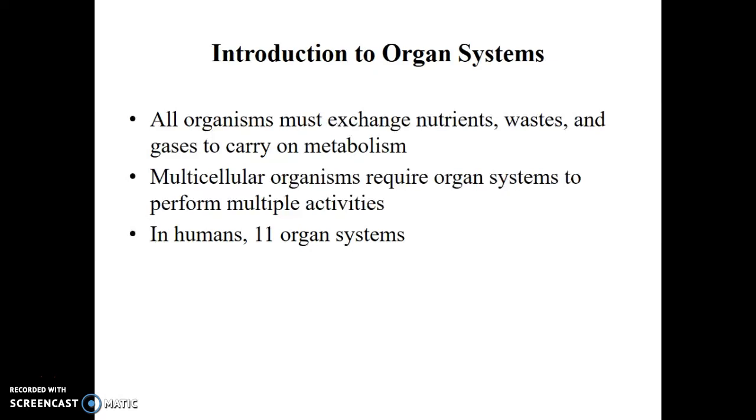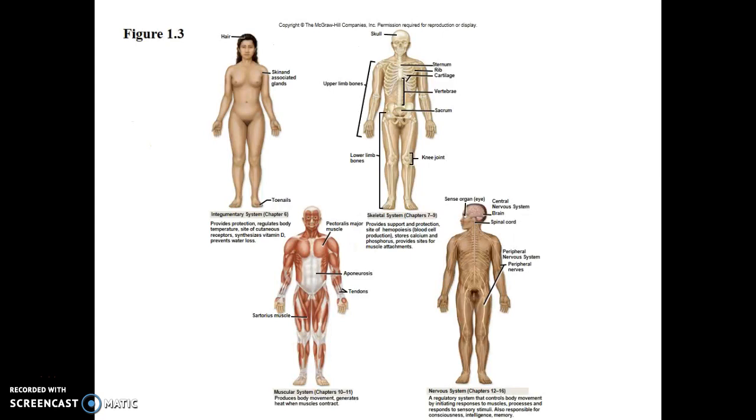So now let's talk about the different organ systems that make up the human body. We have 11 different organ systems that help us to metabolize and help us to maintain homeostasis. This is just from your textbook, the figures.